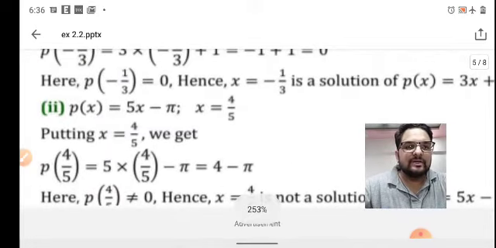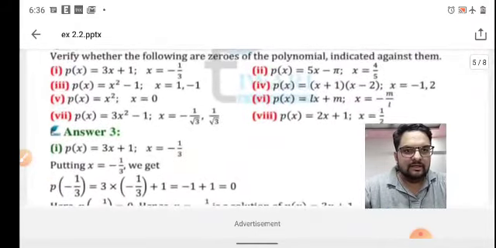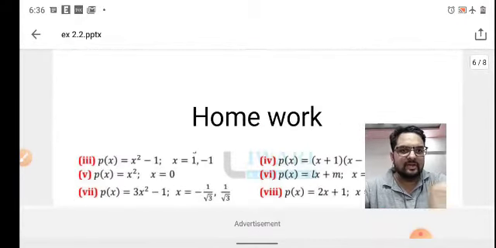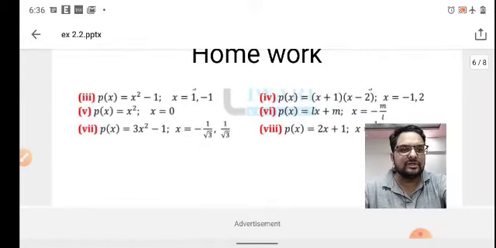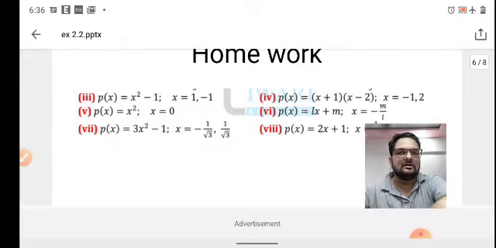So here I have explained two questions out of 8. On the next slide there will be homework, from question number 3 to question number 8. In each question, a value of x is given against it, which you have to put in the given expression in order to get the solution. Next slide.